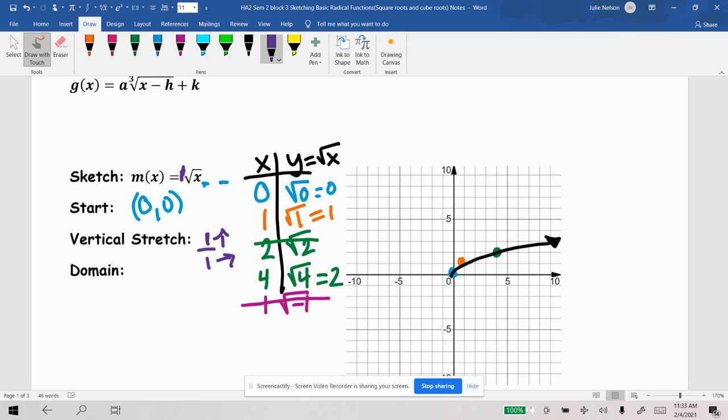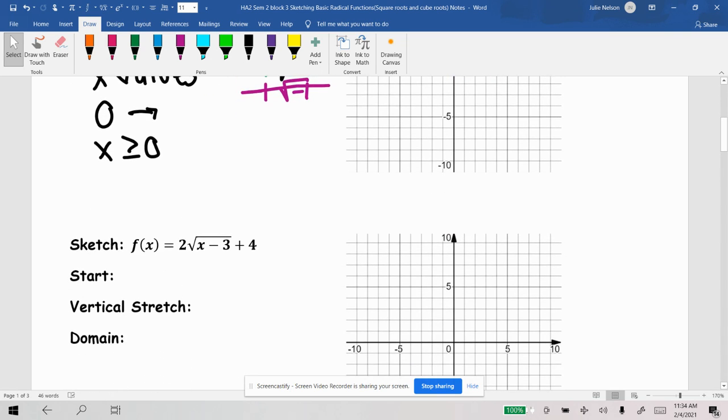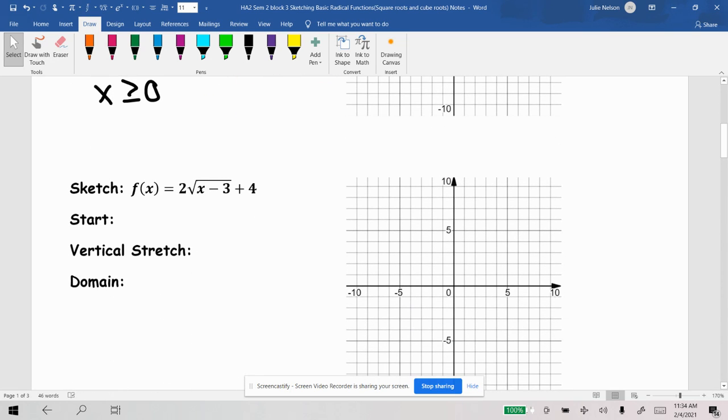And my domain, so notice domain, that is referring to all the x values that I can plug in. So what x values can I plug in? I'm only allowed to plug in numbers that start with 0 and then are bigger than 0. So x was allowed to equal 0 and x was allowed to be bigger than 0. So x is greater than or equal to 0. I want to go a little bit more in depth here about this. So again, it's just basic square root functions.